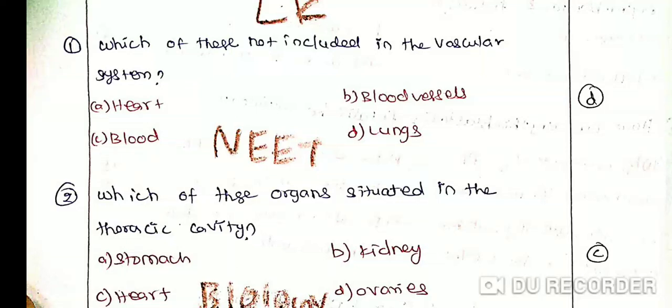Which of these is not included in the vascular system? Option A, heart. Option B, blood vessels. Option C, blood. Option D, lungs. The correct answer is option D, lungs.